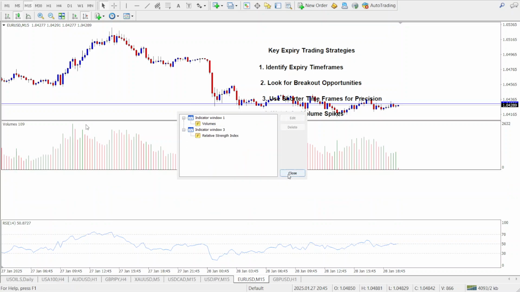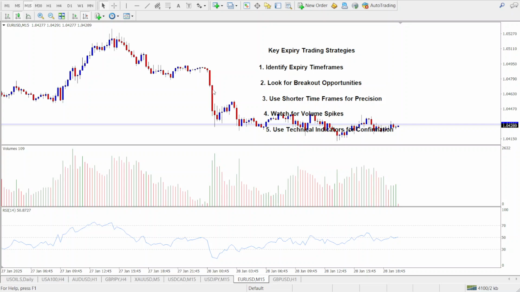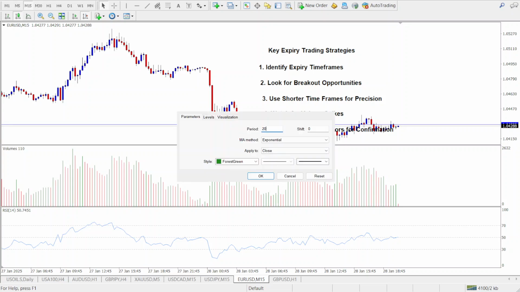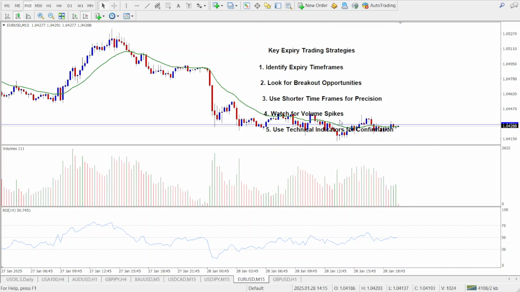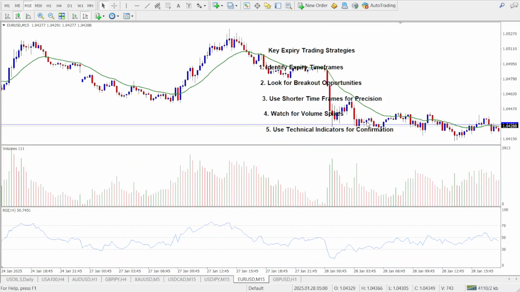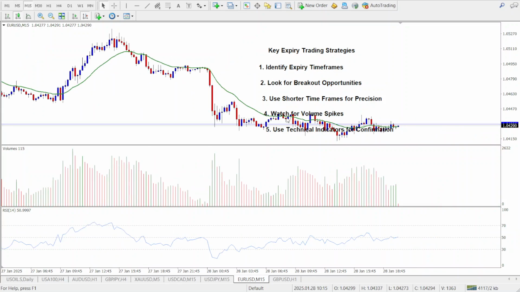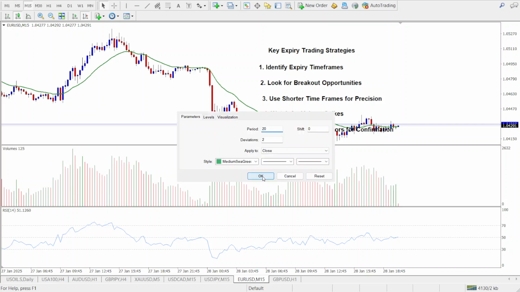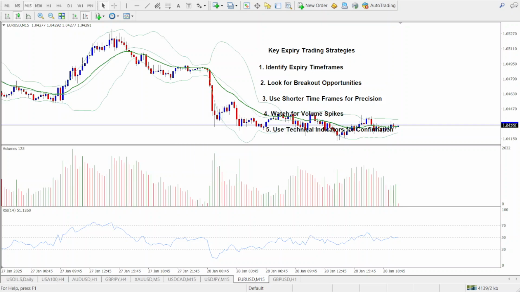You can use any other indicator of your choice as well, just for your confirmations. They can all complement your trade decisions. You can use all of them together to get multiple confirmations before executing your trades. Combining these with your expiry timing can actually help you to make more informed and precise trades.